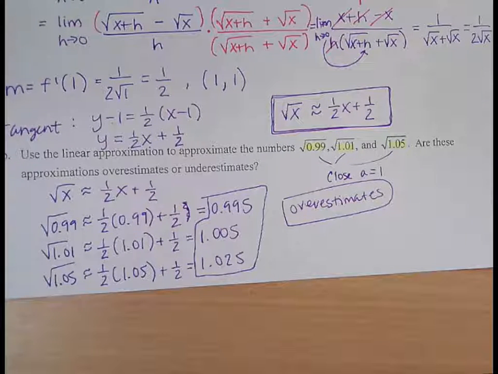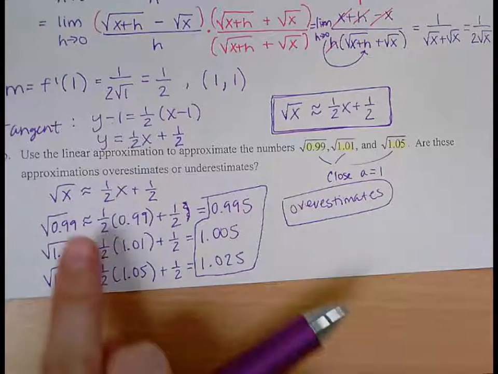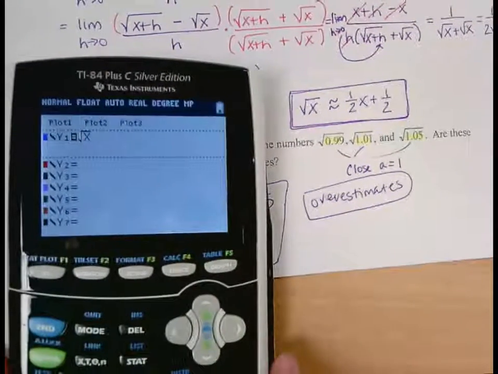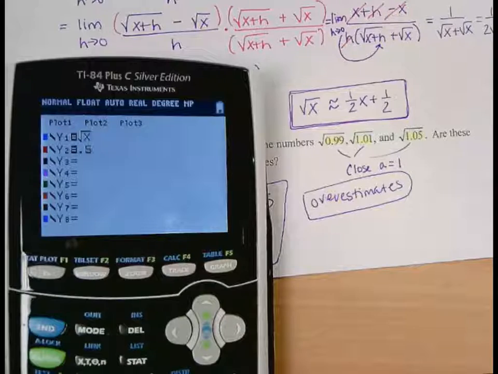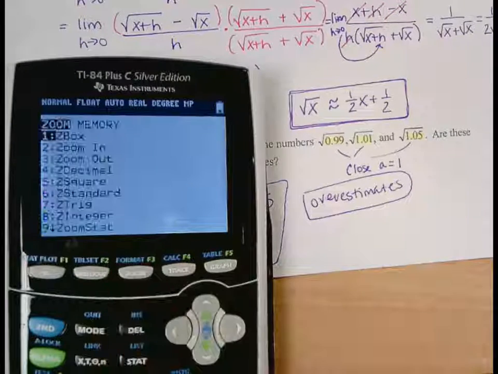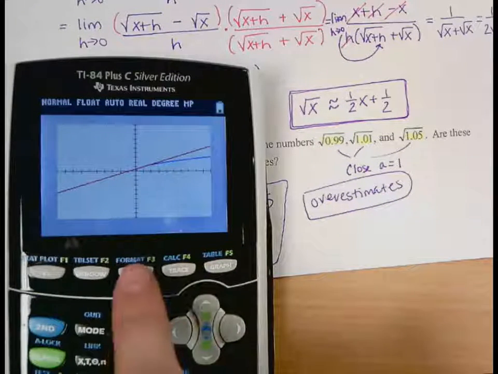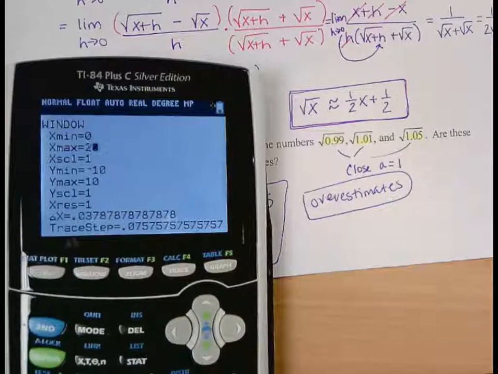So another way to think about this is if you graphed the original curve, or if you weren't given the function, you plotted whatever you were given to figure out what the curve would look like. But if we actually look at the graph of the square root of x, I'm going to graph square root of x, and I'm going to graph the tangent line equation, 1/2 x plus 1/2, on the same screen. I'm just going to do the standard window. Actually I should probably zoom in towards 1, 1. I'll go back to my window of 0 to 2.